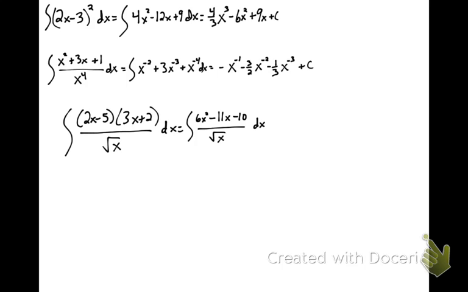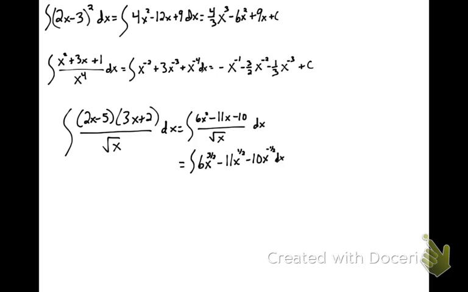I can clean this up a little bit more by dividing every piece by root x. So this will become the integral of 6x to the 3 halves minus 11x to the 1 half minus 10x to the negative 1 half dx.